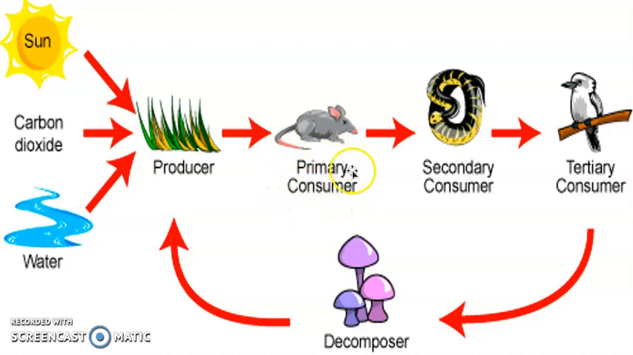So the first eater we call the primary consumer. The second eater we call the secondary consumer. The third eater is the tertiary consumer. So it's always going to go in that order: producer, primary consumer, secondary consumer, tertiary consumer. And then when anything dies, it gets decomposed by things like fungi, bacteria, worms, and that can return nutrients and energy to the soil.